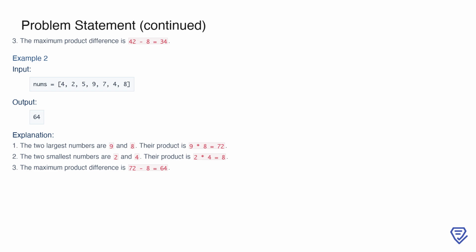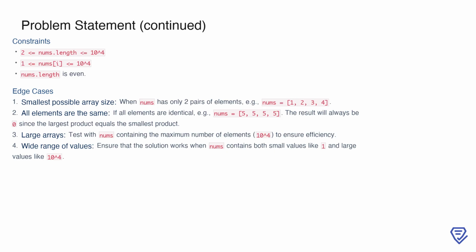These examples illustrate how the problem is solved step by step, starting with identifying the largest and smallest numbers, calculating their products, and then finding the difference. This problem also includes some constraints and edge cases to consider. First, the array length will always be even, ranging from 2 to 10,000, and all elements in the array will be between 1 and 10,000.